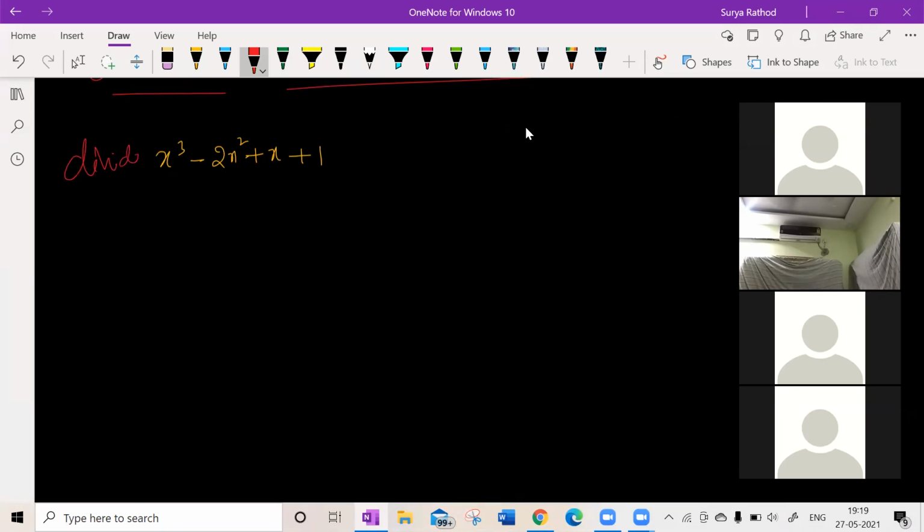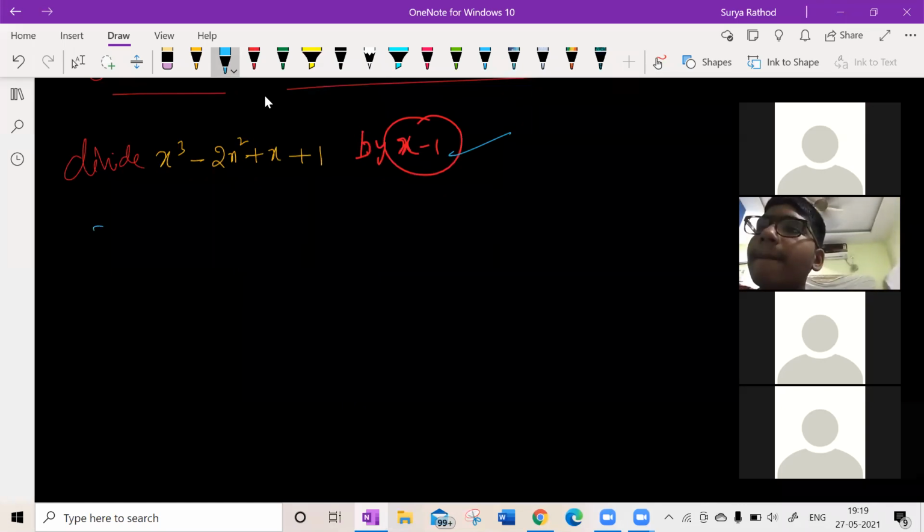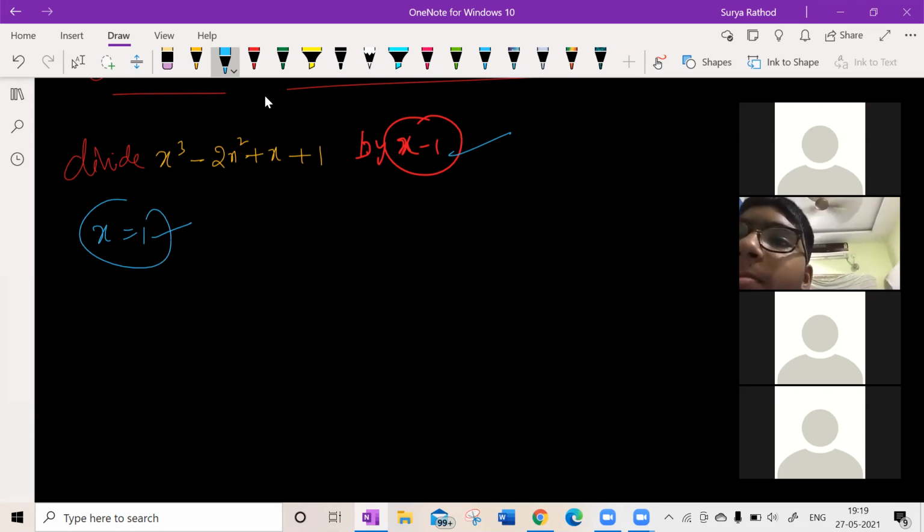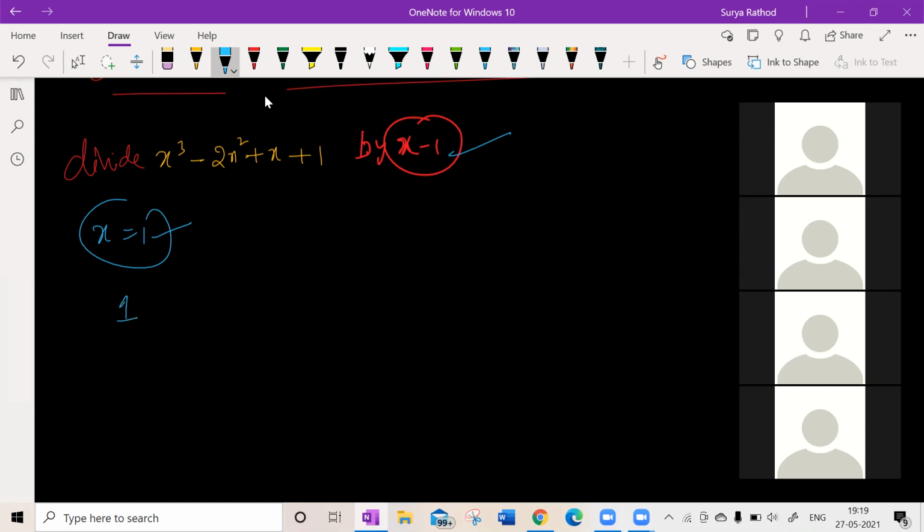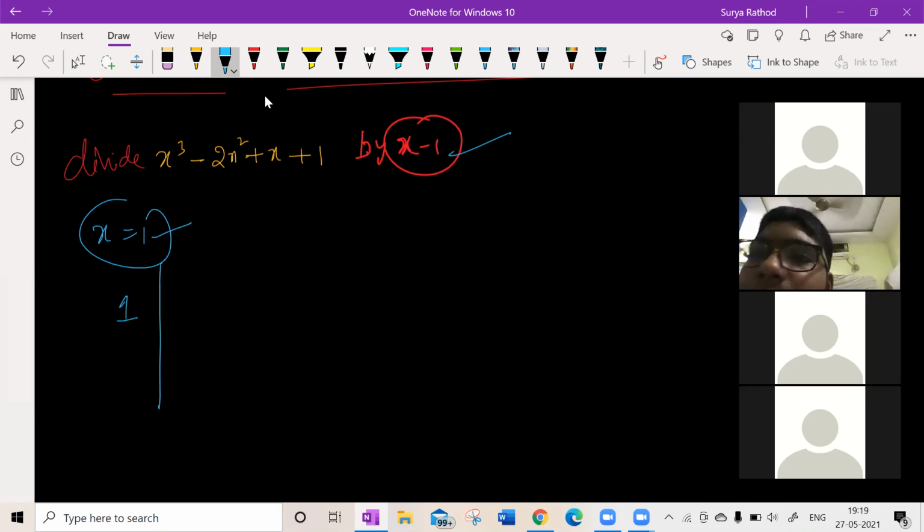So please, we have to divide by x minus 1. Divide this polynomial by x minus 1. Look at this here. Try to understand, Ashini and Aditya. He is asking us to divide the given polynomial by x minus 1. So x minus 1 means what? I am supposed to take x is equal to 1. Okay. I must write 1 here as it is. And look at this here. Let me write the coefficients of x cube. What is the coefficient of x cube? 1.